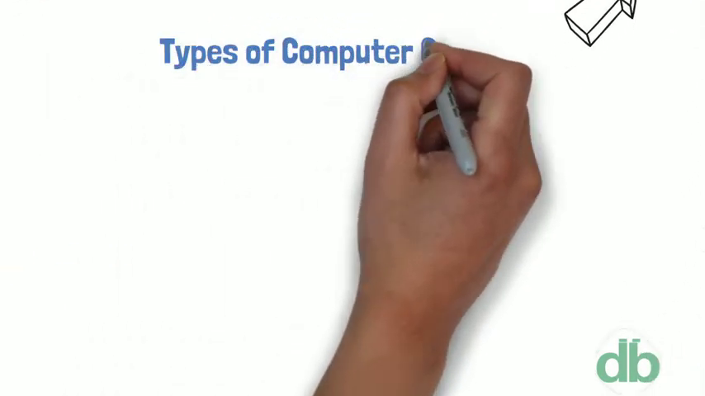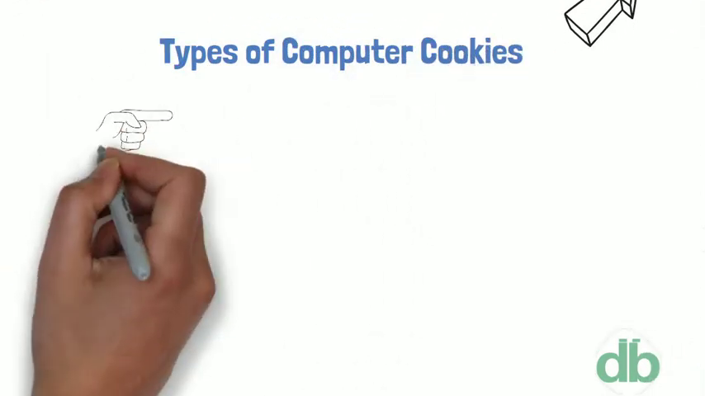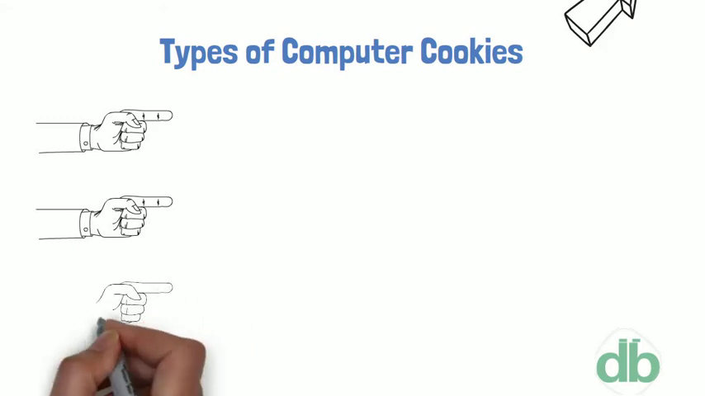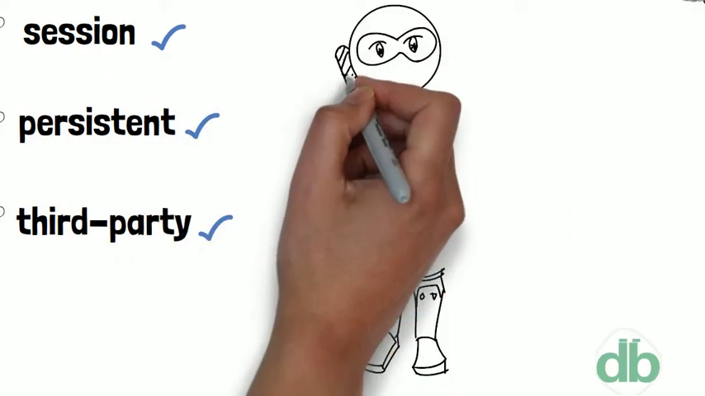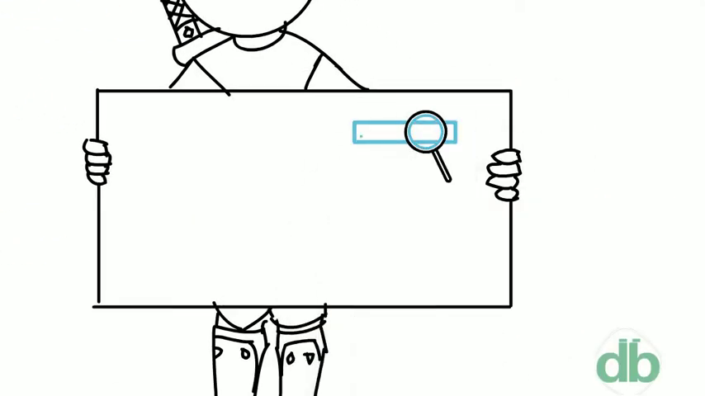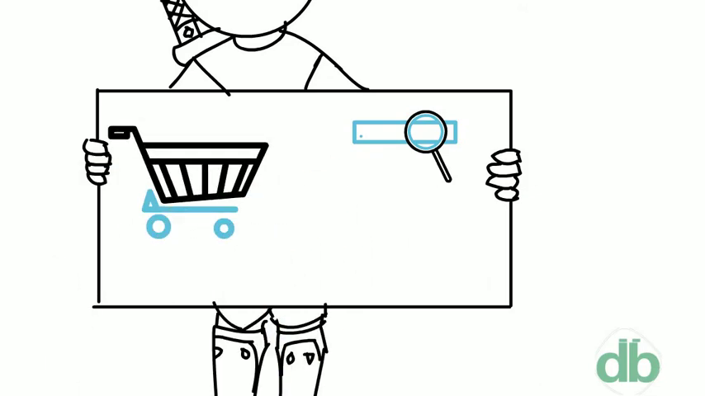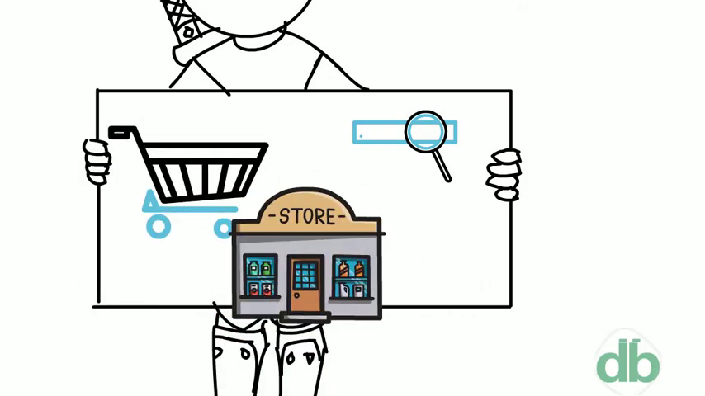Types of computer cookies. There are three main types of computer cookies: session, persistent, and third-party. These virtually invisible text files are all very different, each with their own mission. These cookies are made to track, collect, and store any data that companies request.